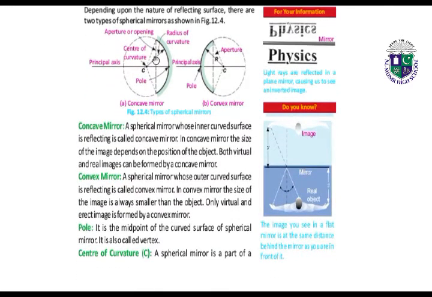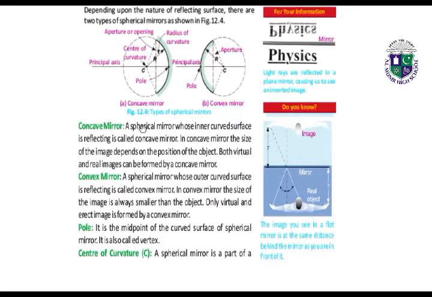Look at all these parts of spherical mirrors. In the middle we have the center of curvature. This middle line is called the principal axis. Here we have the poles. This is the picture of a concave mirror and this is the picture of a convex mirror, and here we have the radius of curvature. A concave mirror is a spherical mirror whose inner curved surface is reflecting.